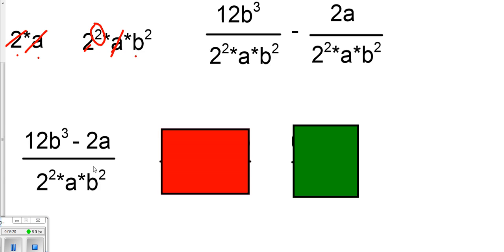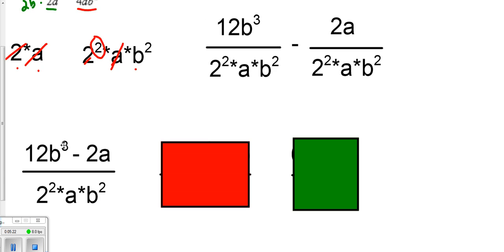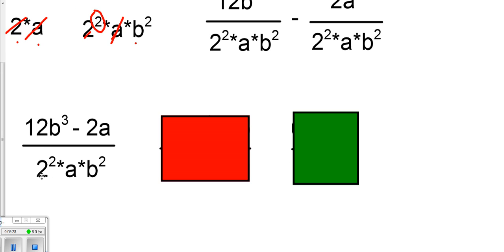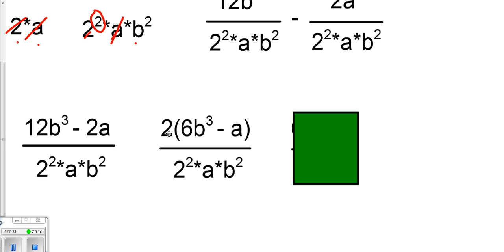So it's going to look like this. 12b cubed minus 2a, so it's just this piece minus this piece, all over 2 squared times a times b squared. Now we want to look and see if our numerator can be factored. And yes, it can. We can take 2 out of each of those, and it becomes 2 times 6b cubed minus just a. 2 times 6 makes 12. 2 times a will make this 2a.